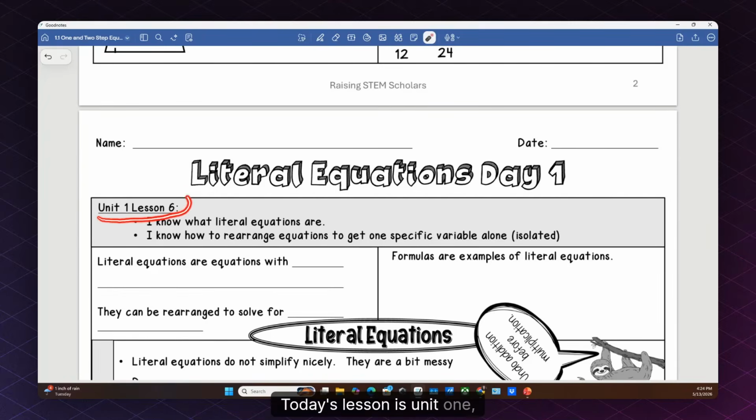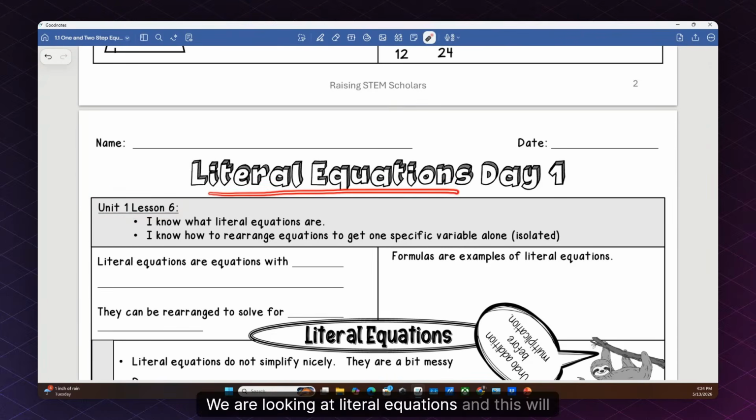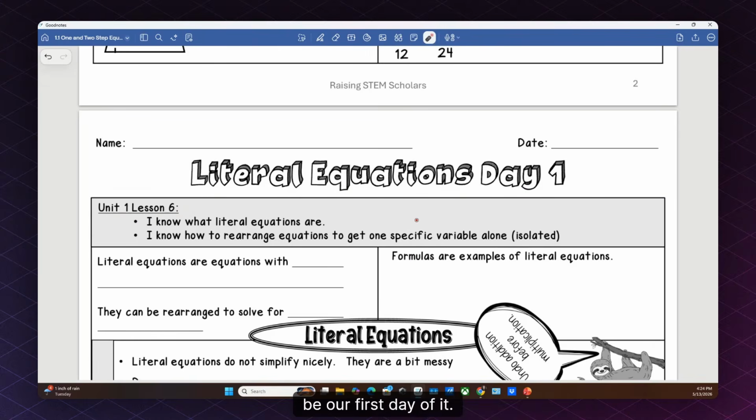Today's lesson is Unit 1, Lesson 6. We are looking at literal equations, and this will be our first day of it. So our objectives today are: I know what literal equations are, and I know how to rearrange equations to get one specific variable alone, and we would call that isolate.